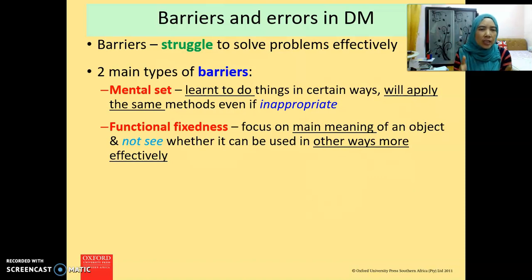If we use functional fixedness, we are strictly limited to whatever we know, just within the limited things and limited ways that we know. That means just within the box, not outside of the box. So we actually want to solve the problem and come up with a decision that is maybe more creative, out of the box, outside of the common ways.